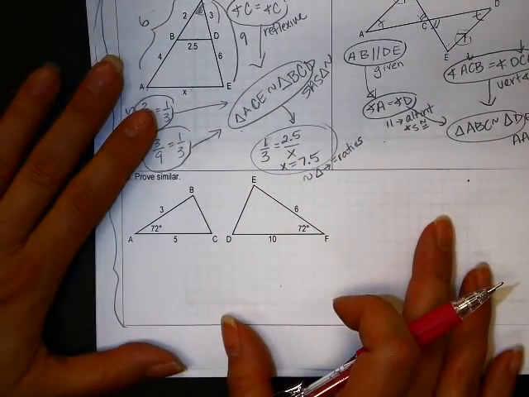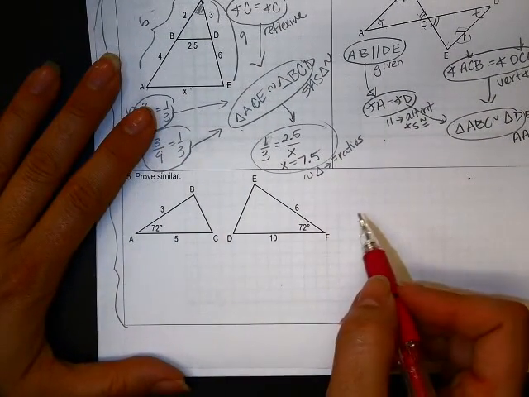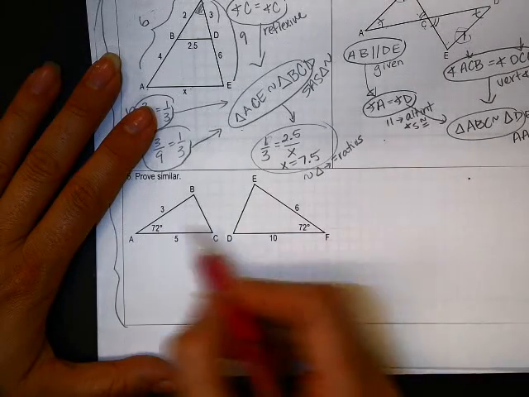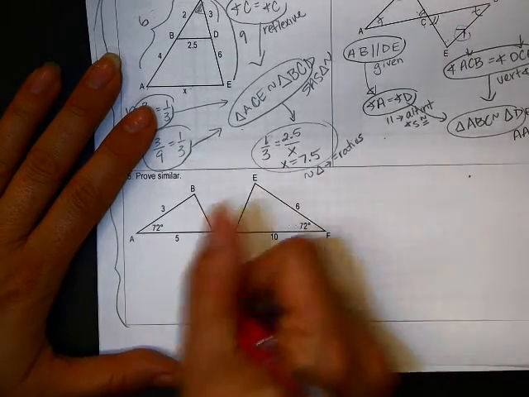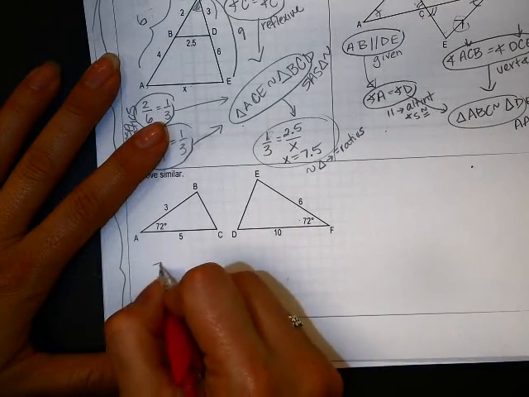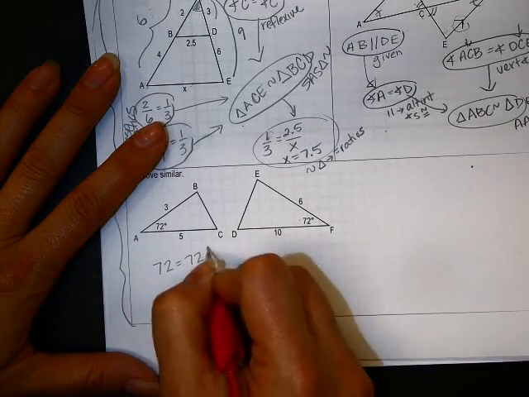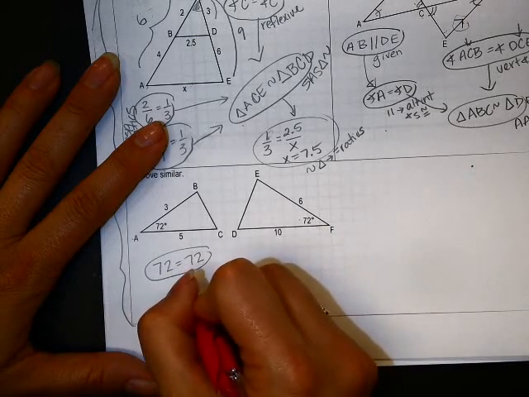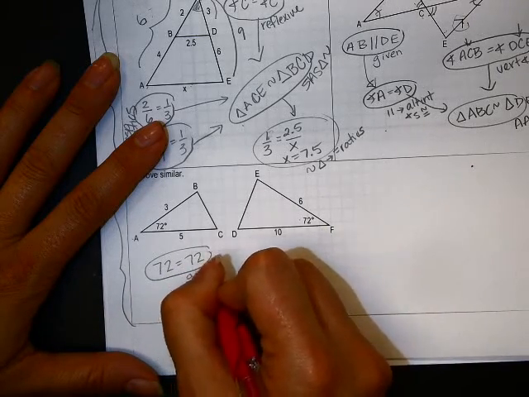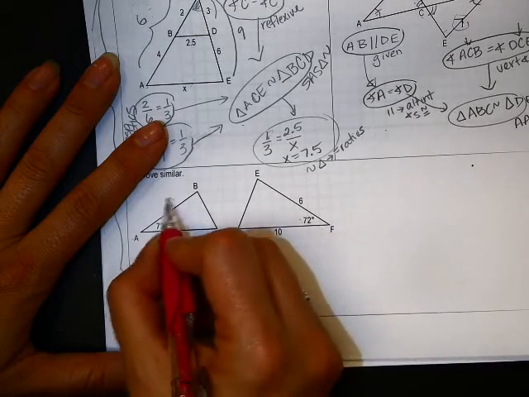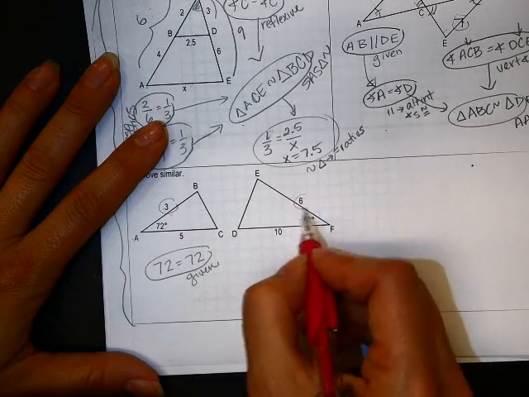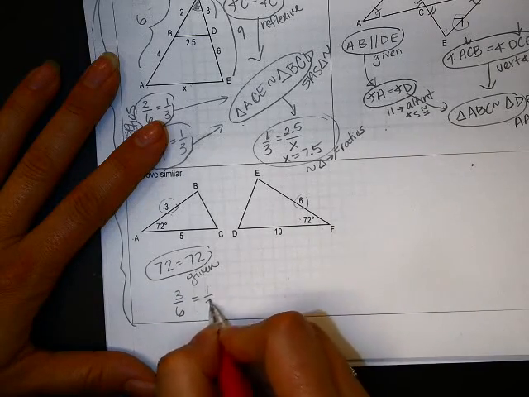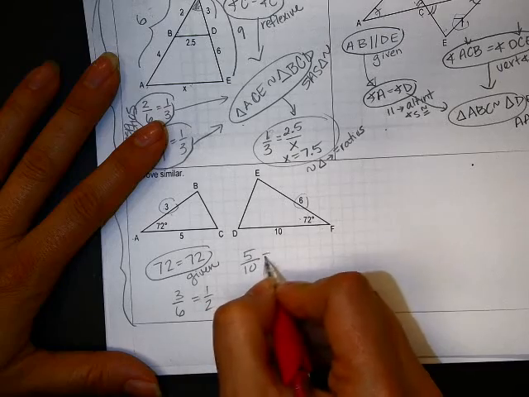All right, let's go ahead and do our last one in here too. This one here, hopefully you can really see SSS is out of it. AA, you only have one A, so it's got to be SAS. So let's go ahead and do our 72 equals 72. If you wanted to say angle A equals angle F, that's totally fine too. And then I'm going to say 3, which is smaller than 5, goes with 6, which is smaller than 10. And then do the same.